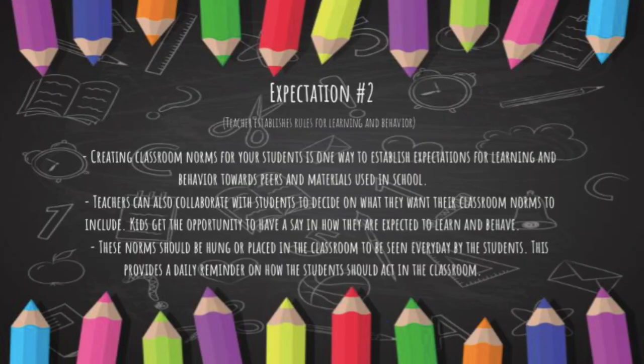The second expectation is that the teacher establishes rules for learning and behavior. Creating classroom norms for your students is one way to establish expectations for learning and behavior towards peers and materials used in school. Teachers can also collaborate with students to decide what they want their classroom norms to include. Kids get the opportunity to have a say in how they are expected to learn and behave. These norms should be hung up or placed in the classroom to be seen every day by the students. This provides a daily reminder on how the students should act in the classroom.